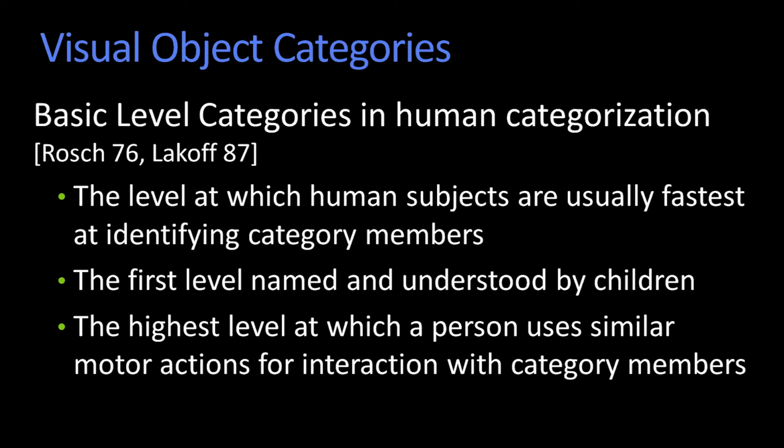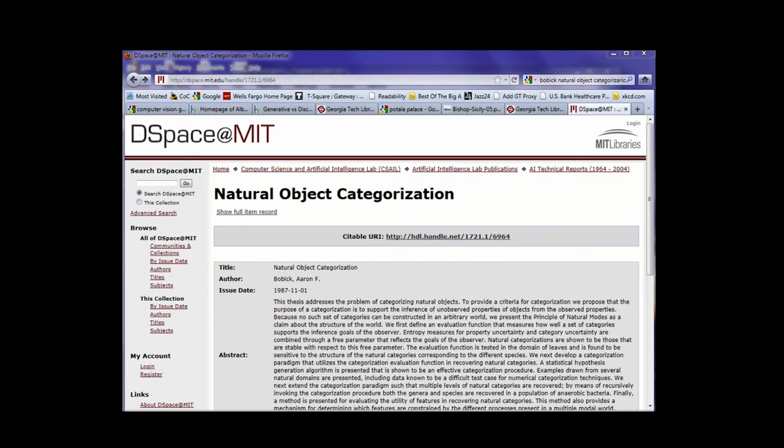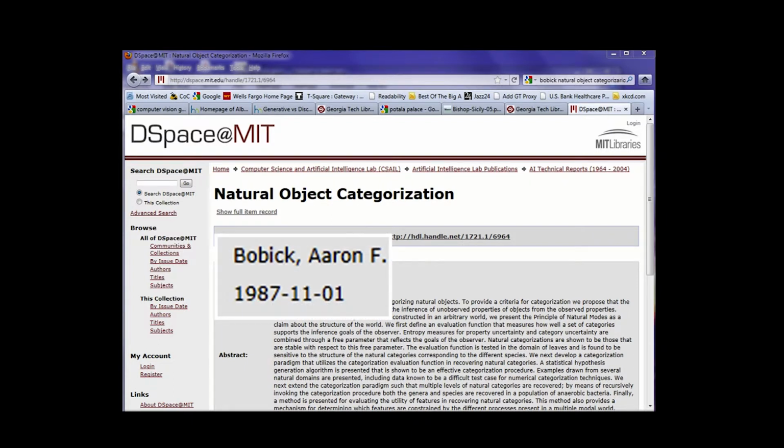And you might wonder why I'm spending so much time talking to you about this. Well, if you go to the MIT libraries and type in, you could actually find this thing called natural object categorization, which, by the way, was my PhD thesis back in 1987. Please don't go and read it. It's not so great. But I was worried about this notion of perceptual organization and how you would organize your categories to make them good for perception.